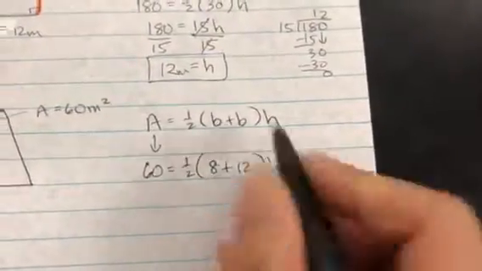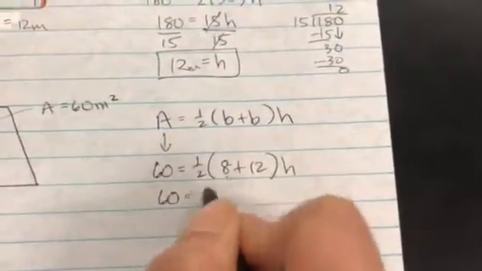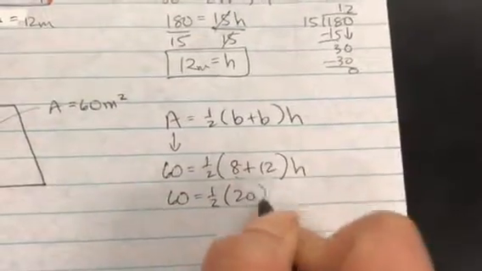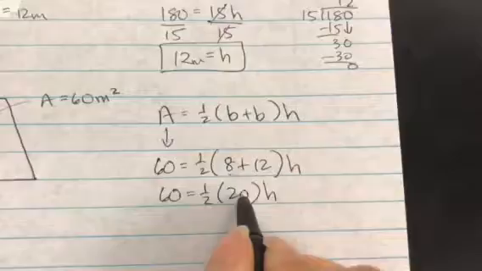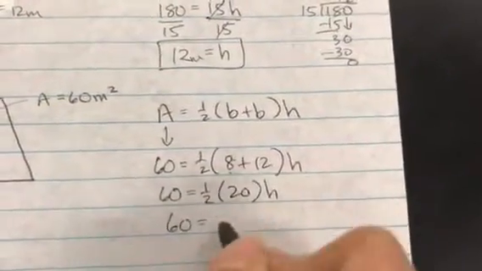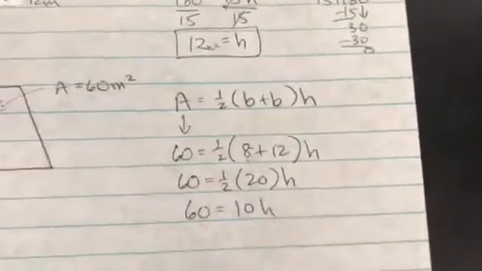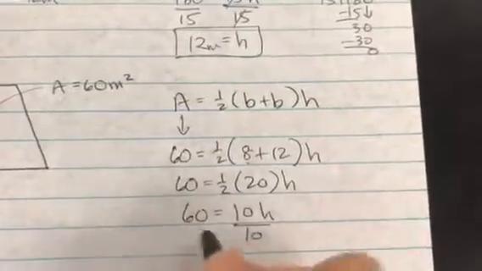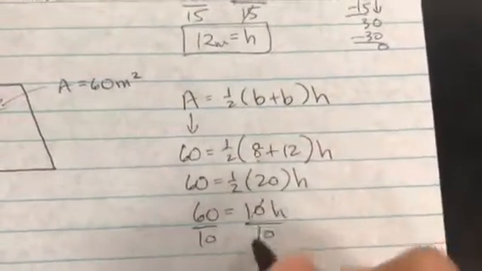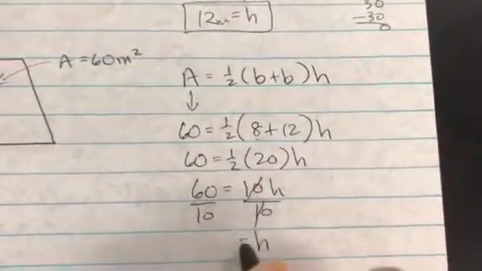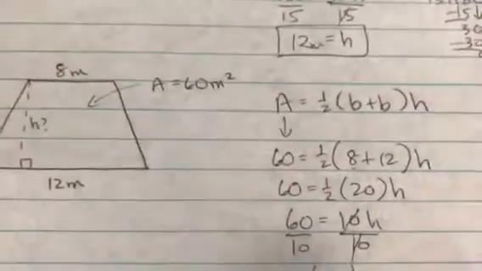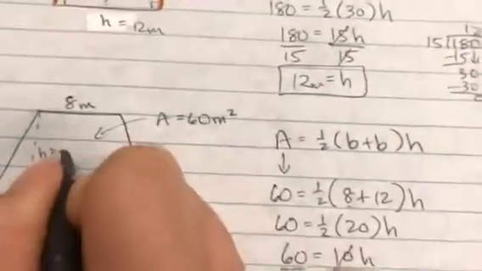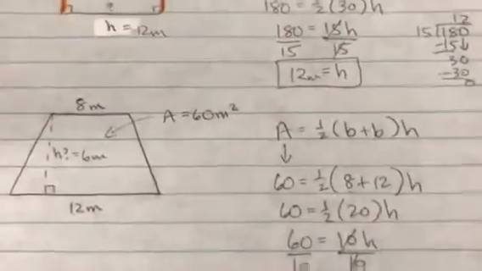Okay, again, combine what you know. You can do the 8 plus the 12, that's 20. So 60 equals half times 20 times h. And then you can take half of 20, half times 20 is 10. So 60 equals 10h. And then to figure out h, you just divide by 10, divide both sides by 10. This cancels. And h is equal to 6. 6 what? 6 meters. So your height in this case is 6 meters.